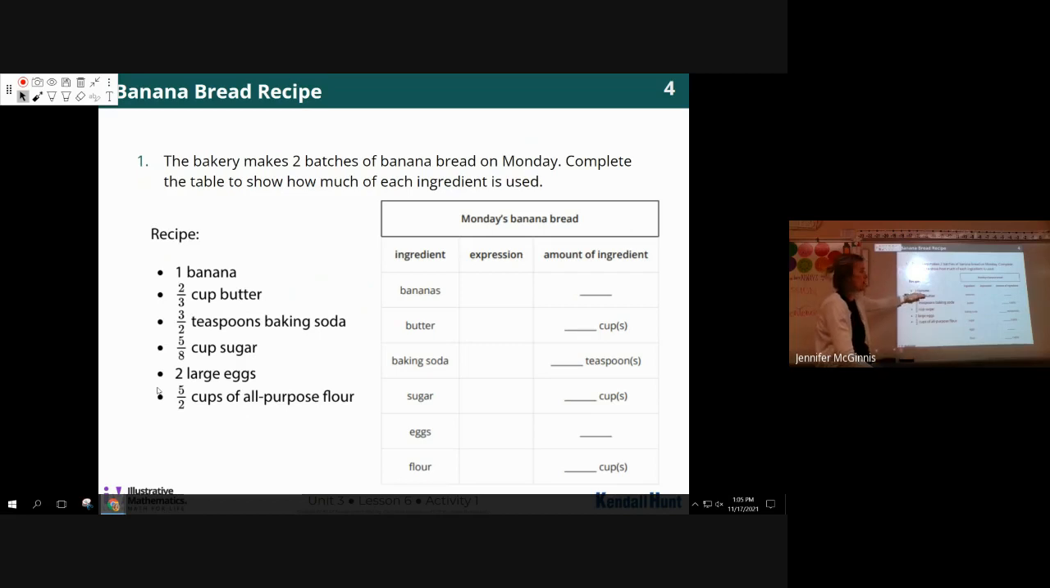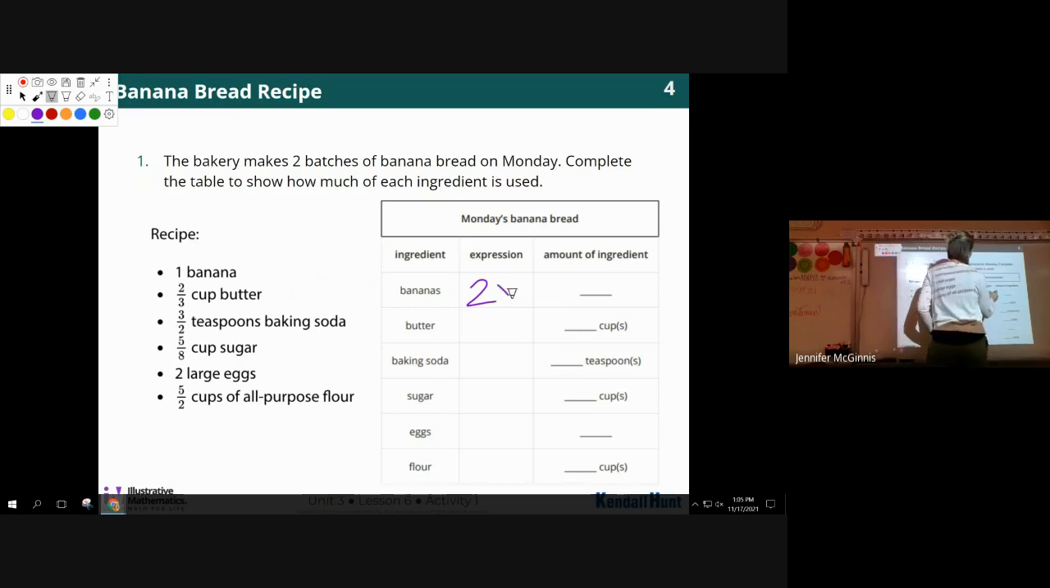If we have 1 banana for each batch, but we need to make 2 batches, what would our expression be? Aiden? 2 bananas. That's not an expression. 2 batches. How many batches? 2 batches. How many bananas in each? Each batch has 1 banana. How many bananas total? 2. That's how you fill out the first part of your chart.